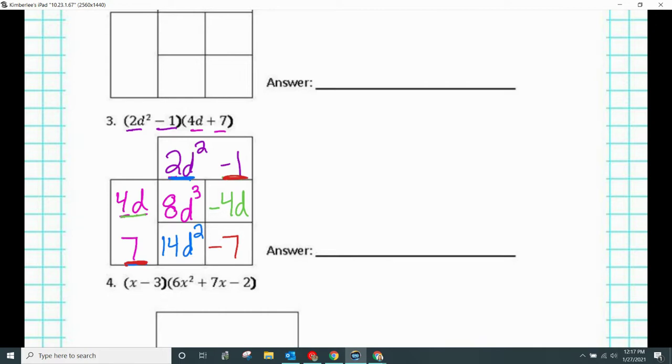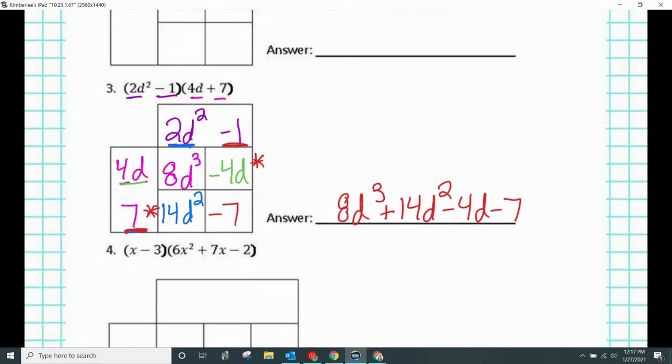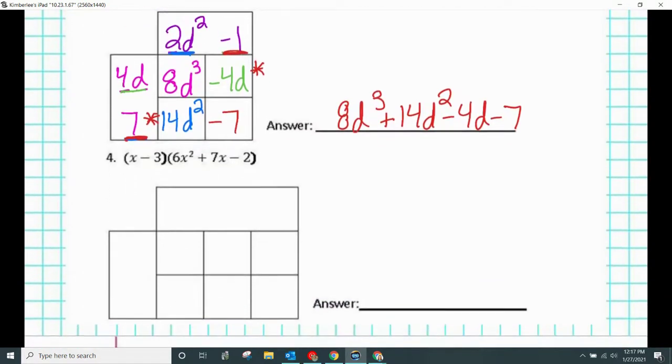Now, I told you sometimes these two boxes here and here you can combine, but not all the time. It depends on what your pieces are. I have a D cubed, I have a negative 4D, I have a D squared, and a negative 7. So I'm going to write my final answer. I don't have any pieces to combine. 8D cubed, and then I'm going to write the piece that has the D squared next. It doesn't matter what order you write these pieces in either, guys. Remember, sometimes we reorder our pieces. So notice none of those pieces could be combined together because none of them have the same variable and the same power.